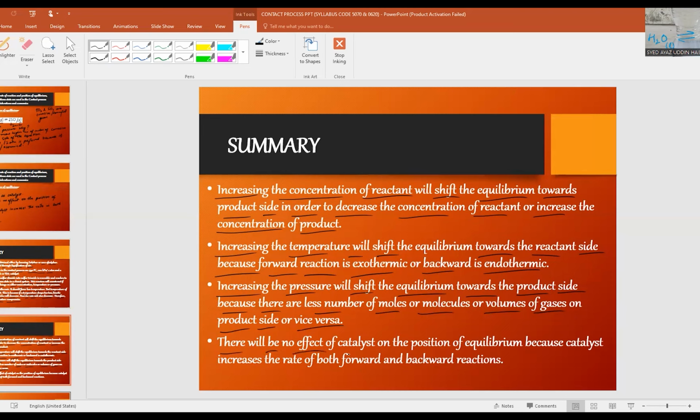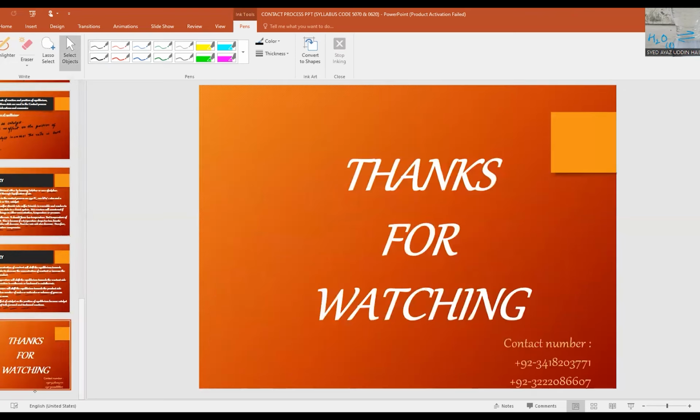There will be no effect of catalyst on the position of equilibrium because a catalyst increases the rate of both forward and backward reactions.